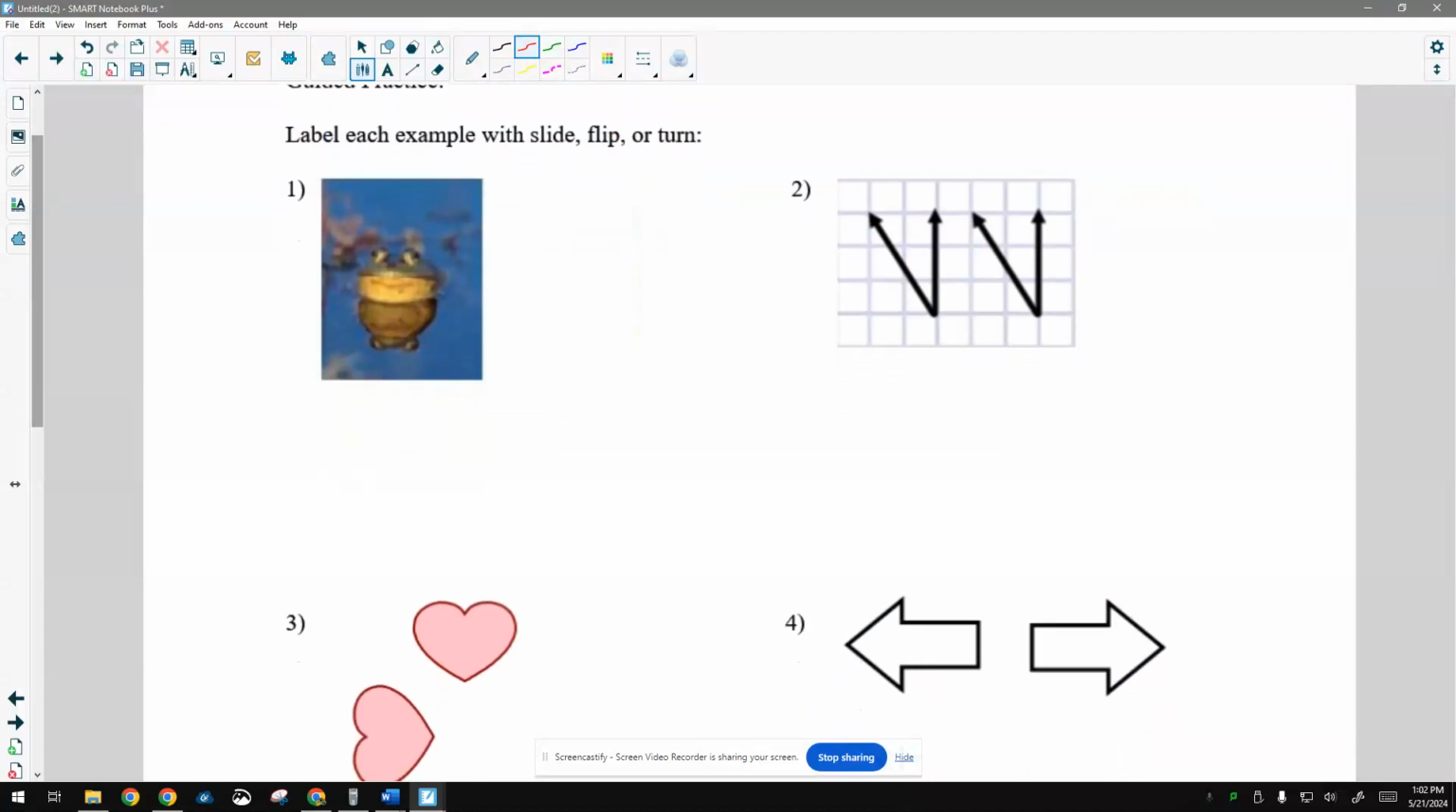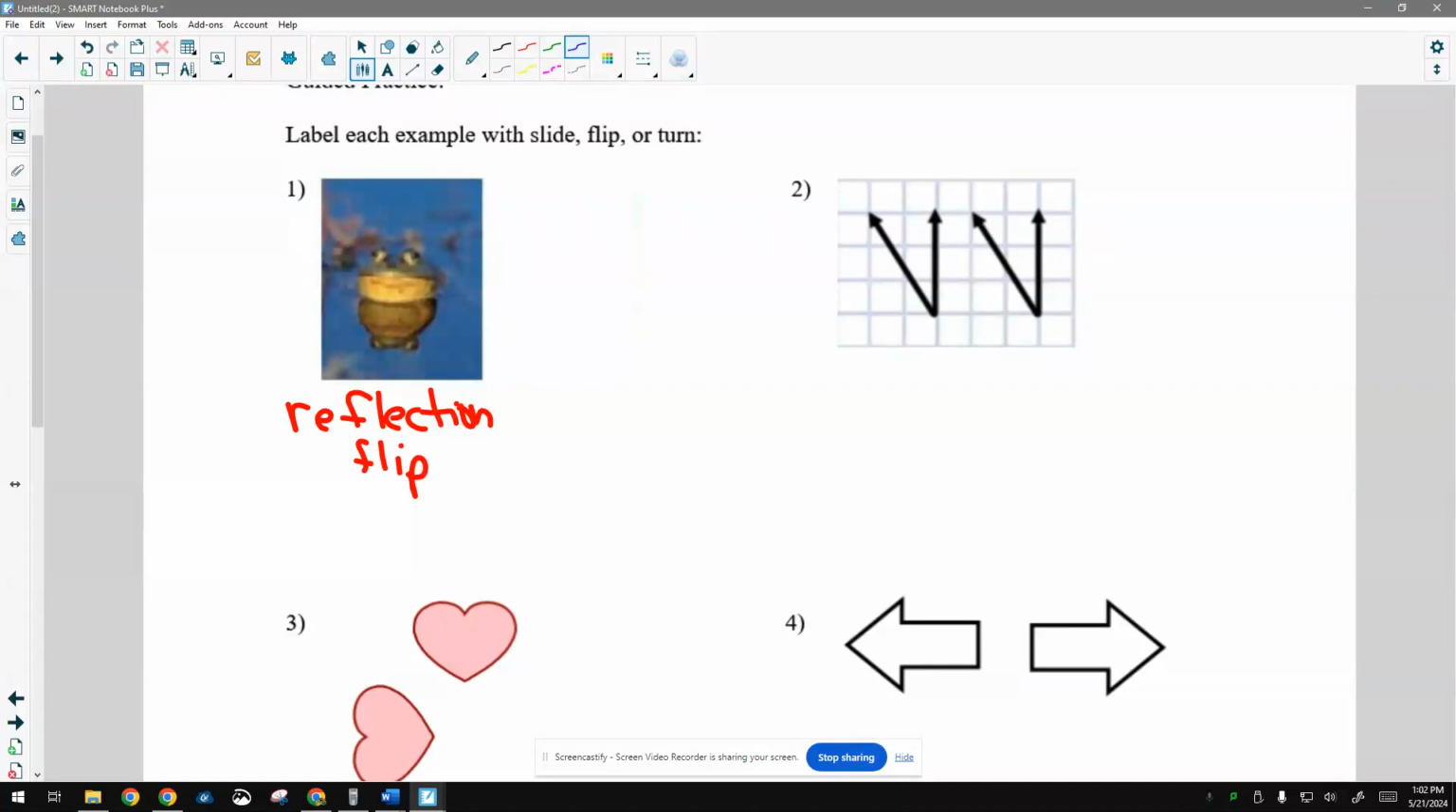Number one, we've got a little froggy. What do you think? You can't see it on your paper. So look up here. This is a little frog in the water, and he has, Mason, he has a reflection, which is a flip. Reflection is a flip.